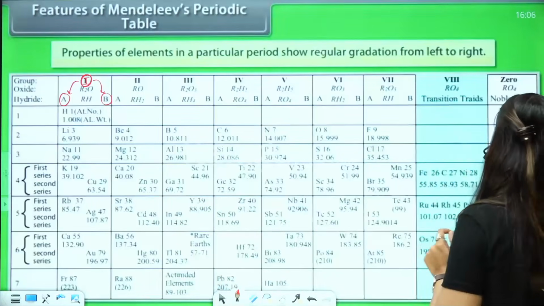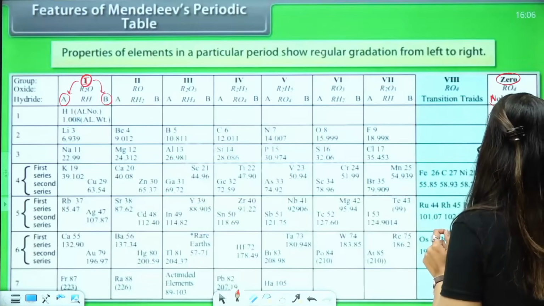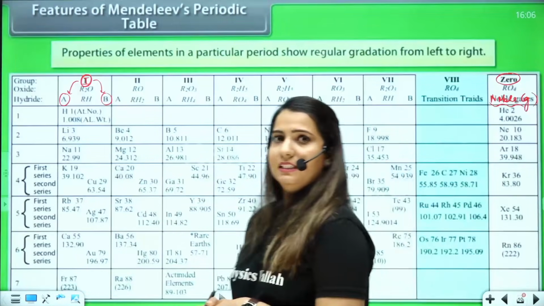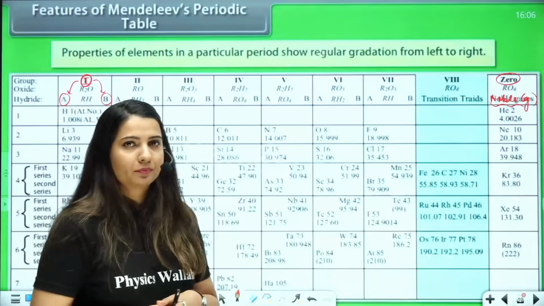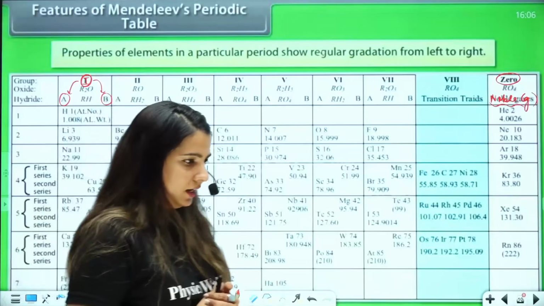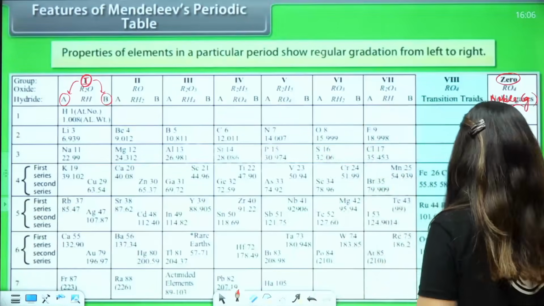In the zero group, you can easily see that there are noble gases. There is a noble gas present in the respective zero group. Now understand what are the limitations of this periodic table.